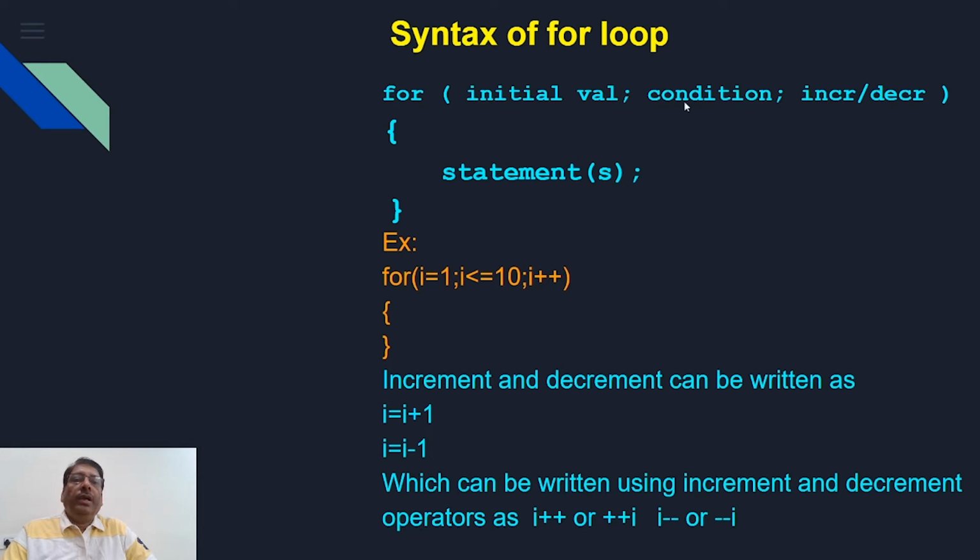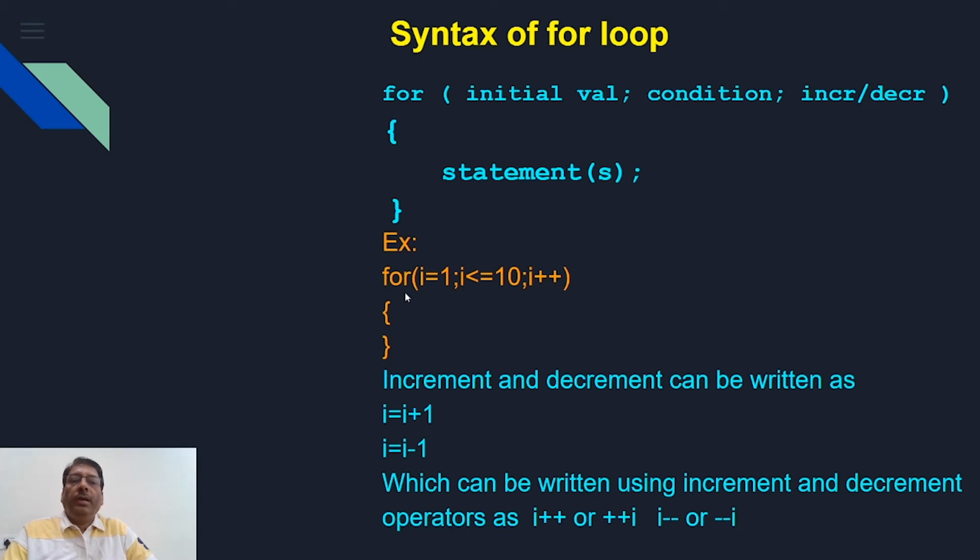So when you say i less than or equal to 10, it will check the condition, and then you will go for incrementation or decrementation. Here I have written the incrementation as i++. You can write it as i++ or you can write it as ++i. What exactly we mean by i++ or ++i, let's try to understand. It is as good as writing i = i + 1.